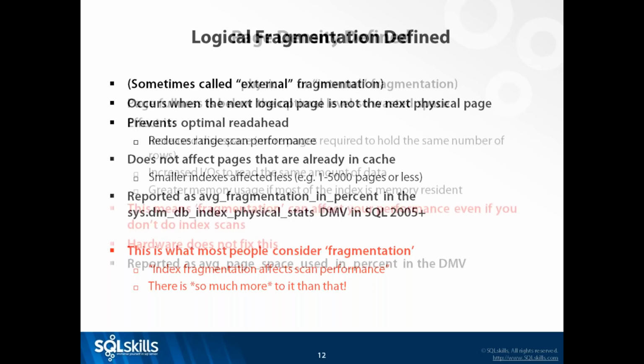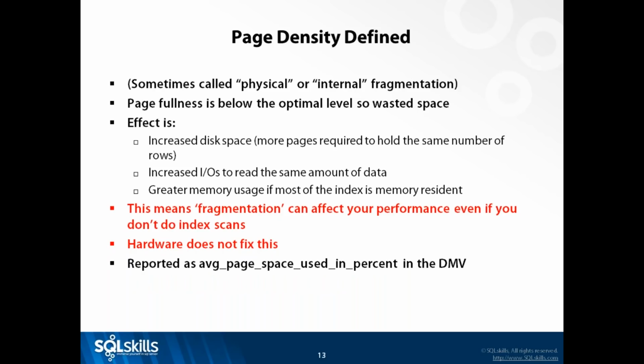Now the other kind of fragmentation that most people don't consider is wasted space. If you have fragmentation, it's generally because of an operation called a page split, and we're going to talk about page splits in a little bit. The idea behind a page split is to create free space for an operation to occur. So if you have lots of page splits happening, you've got lots of free space potentially.